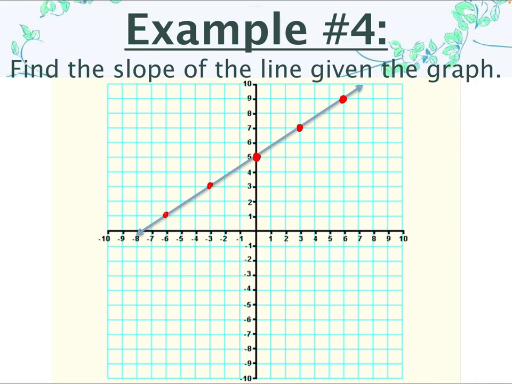So let's go with the point 0, 5 and 3, 7. Again, starting at the point on the left, we go rise up 2, that's positive 2, and then run right 3. That's positive 3. So our slope, m, is 2 over 3. Up 2, right 3. 2/3 would be our slope.